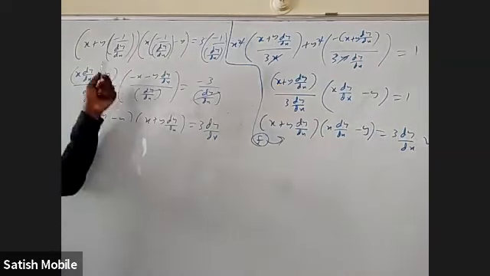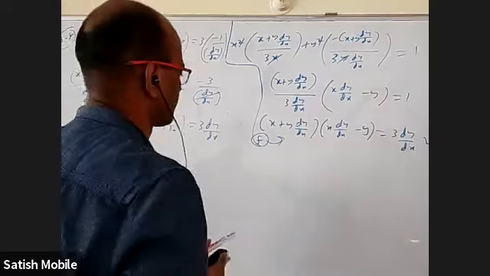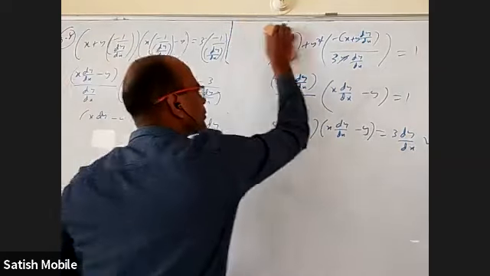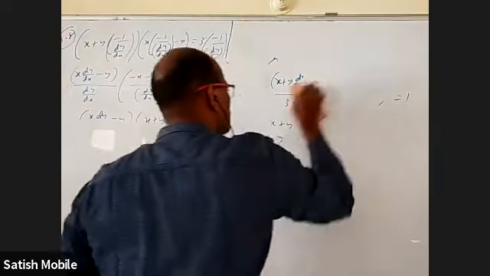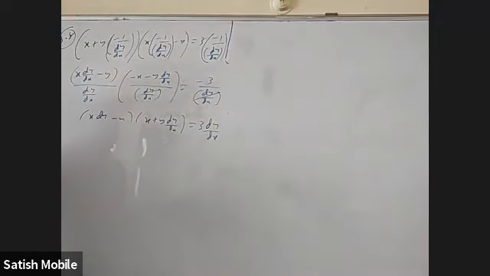I think people might have written this differential equation of the orthogonal family by replacing dy by dx with minus 1 by dy by dx. Okay, that's it. So that is how to find the orthogonal trajectory. We have already done 2 or 3 questions. That is good enough. And this may be the 4th one or something like that.